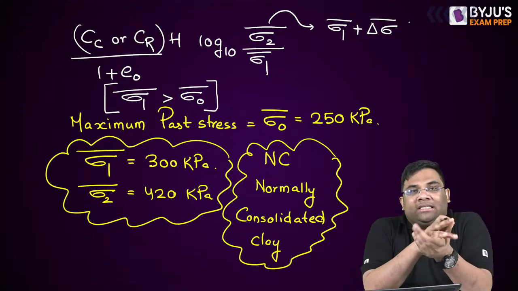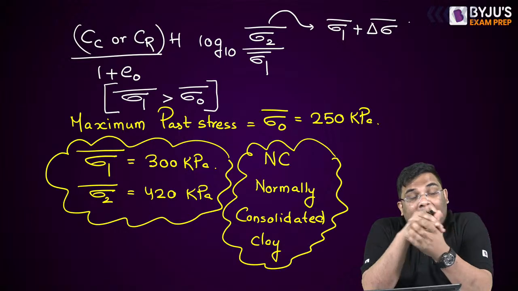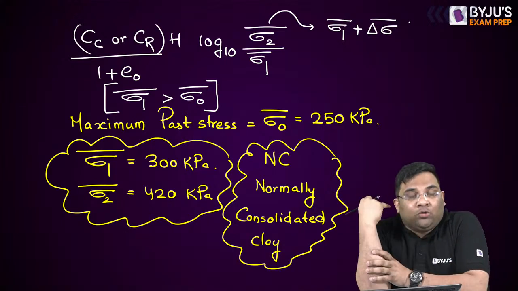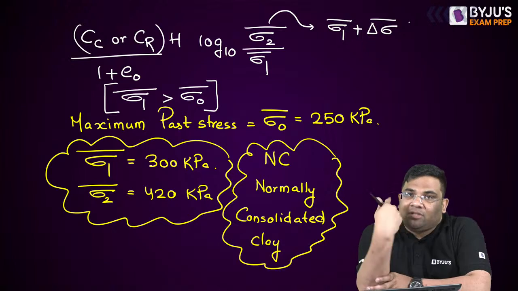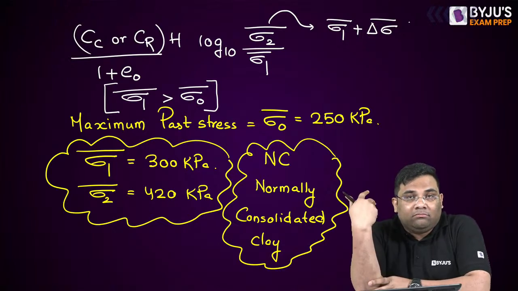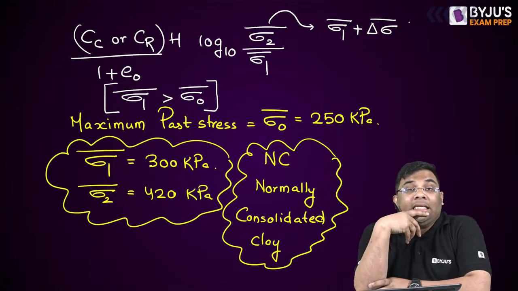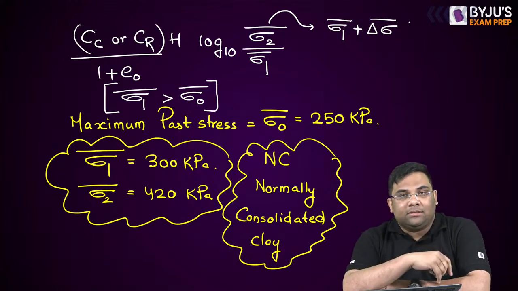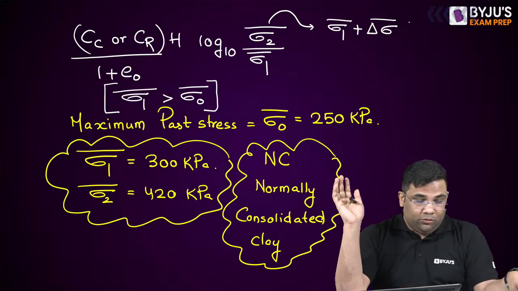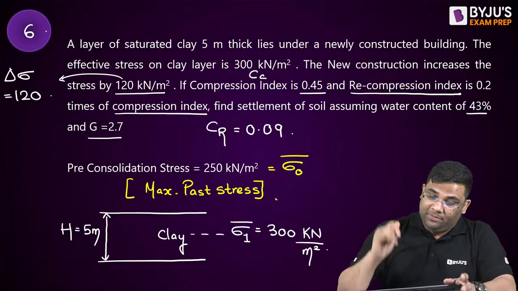If the present stress is given more than the maximum past stress or pre-consolidation stress, that means this stress the soil is experiencing for the first time in its life. That means it's NC. So I'll use what? CC. Yes. So everybody is clear now. So use the formula CC and solve this question and give me the answer.